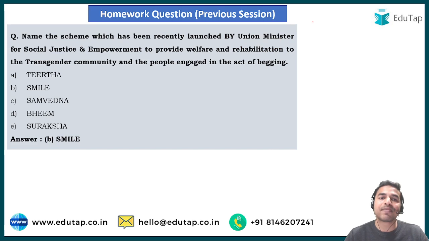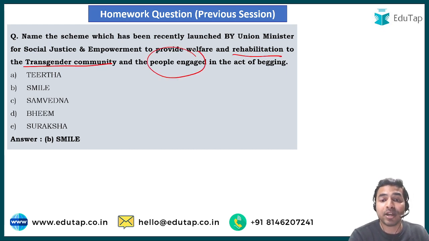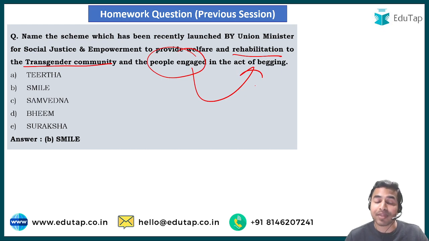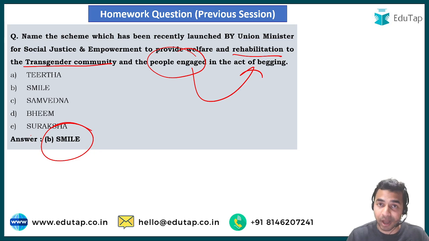Now moving on to the homework question from the previous session. Guys, in the previous session I asked the question that you were required to identify the name of the scheme which was recently launched to provide welfare and rehabilitation to the transgender community and the people who are engaged in the act of begging. And the right answer for this question was SMILE. So SMILE is the scheme launched by the government to provide welfare and rehabilitation to the transgender community and the people engaged in the act of begging.